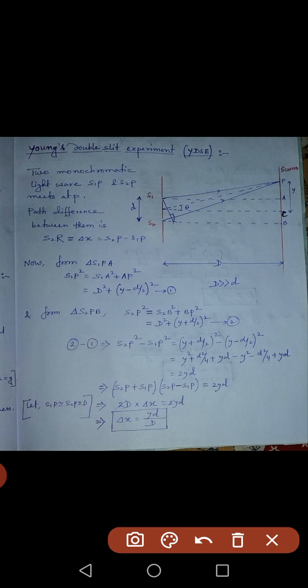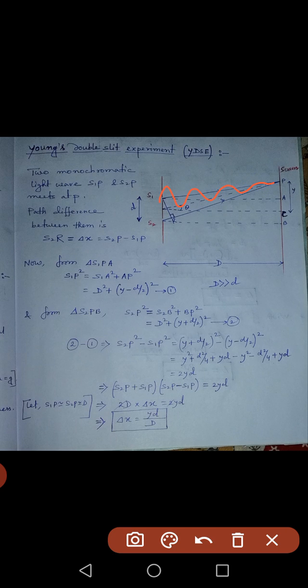Alright, now why is this done? So that from a single source we can get two sources of light. The reason is that we want to take monochromatic light. Monochromatic light means light rays having the same wavelength, the same frequency. And these two sources originating the monochromatic light are known as coherent sources.